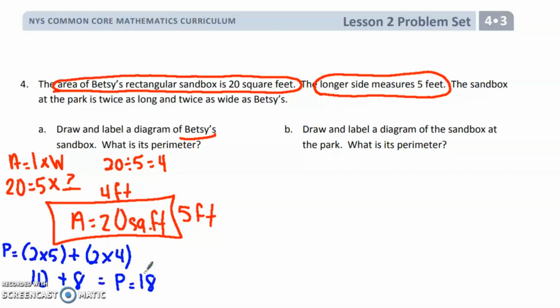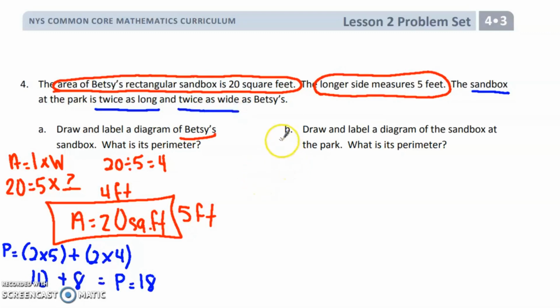Now for part B. Again, in part A we found that the area is 20. In order to find the missing side, we did 20 divided by 5, which is 4. Then it asked what is the perimeter, so we found the perimeter, 2 times the length plus 2 times the width. That gave us 10 plus 8, which is 18. Now for part B, it says draw and label a diagram of the sandbox at the park. What is its perimeter? It says the sandbox at the park is twice as long and twice as wide.